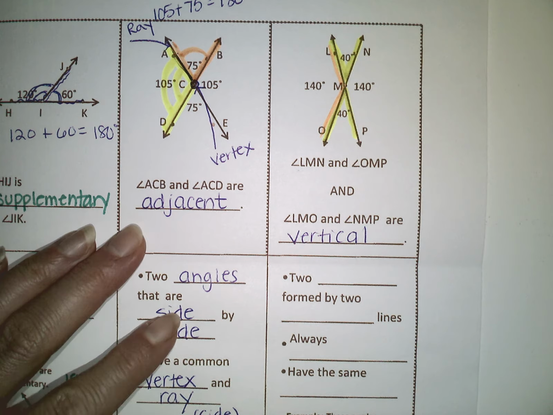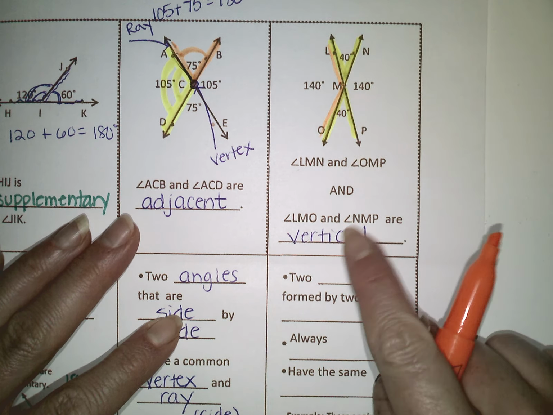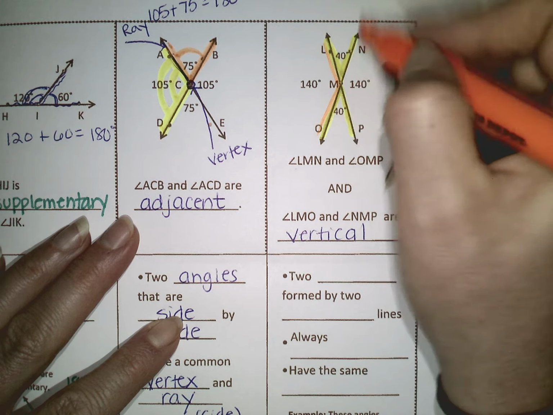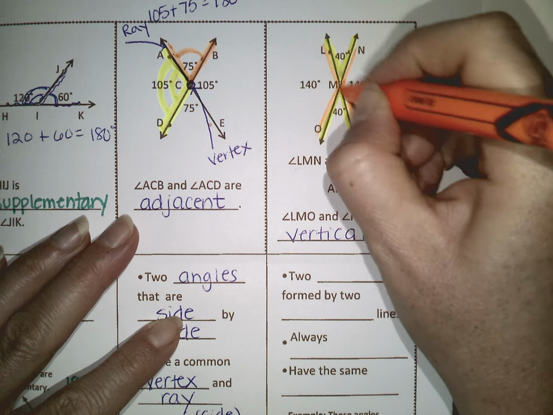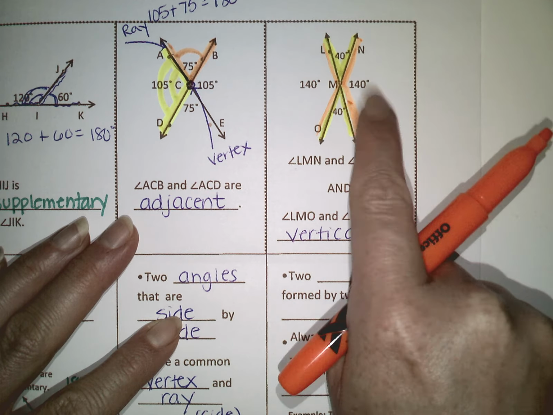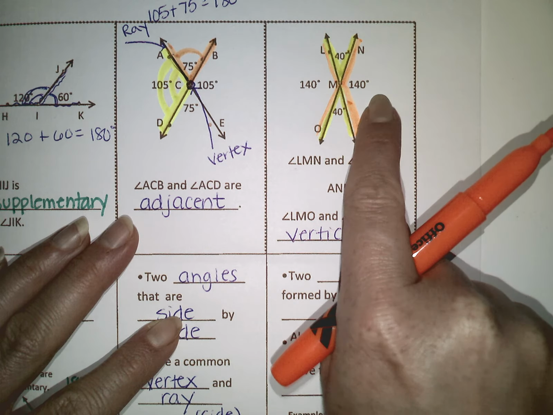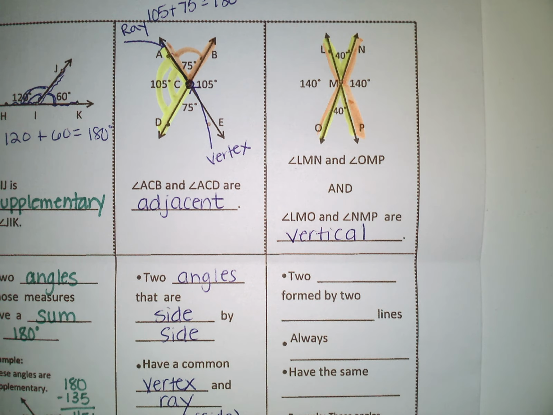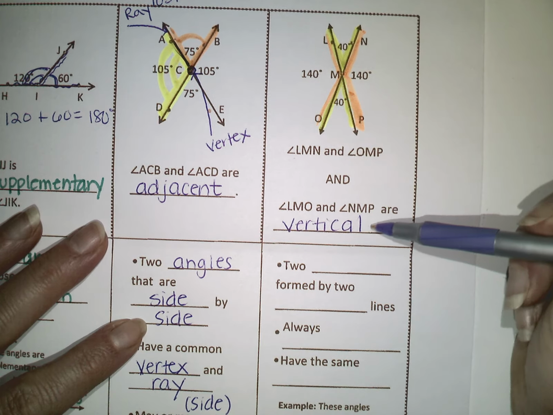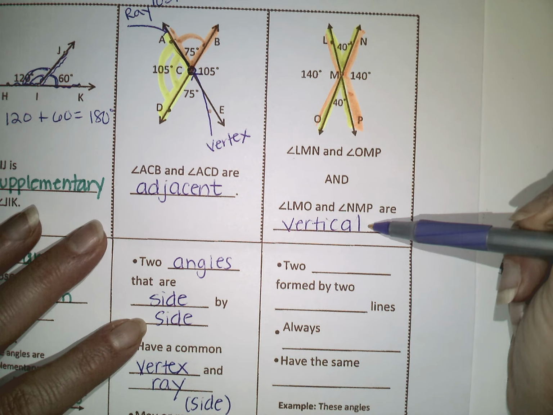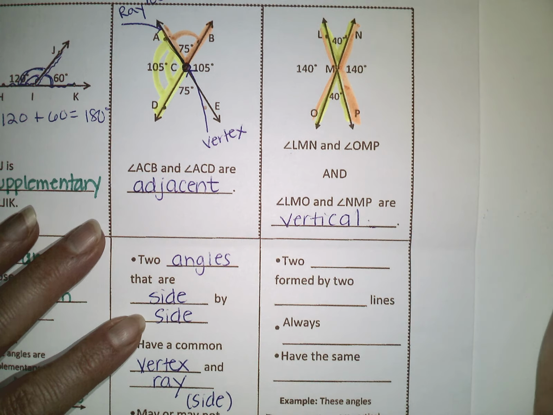How many degrees is LMO? And NMP. What do you notice about these two angles? Hopefully you said they are congruent. They're both 140 degrees. So they are considered vertical.